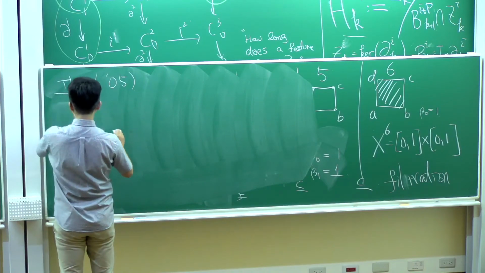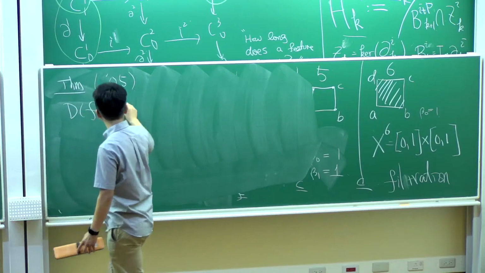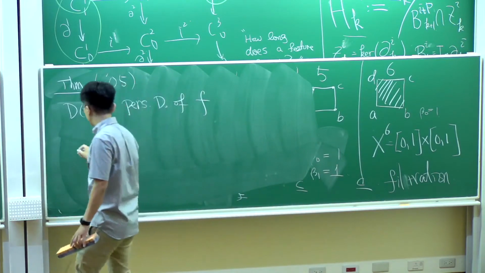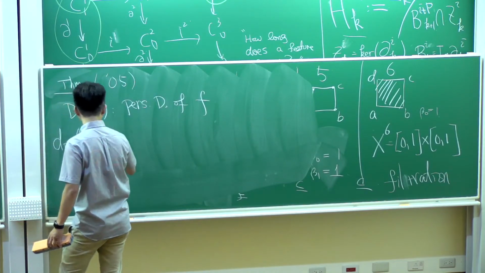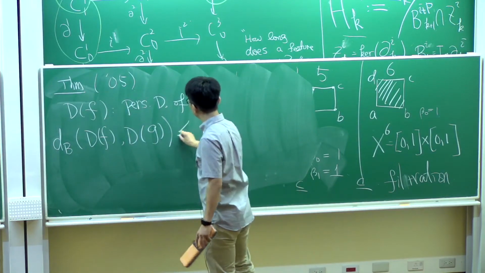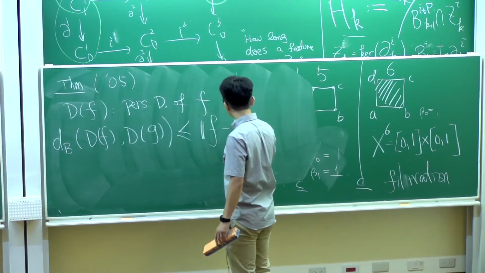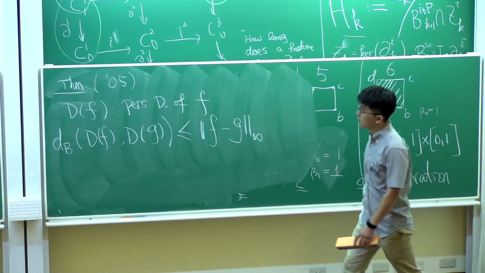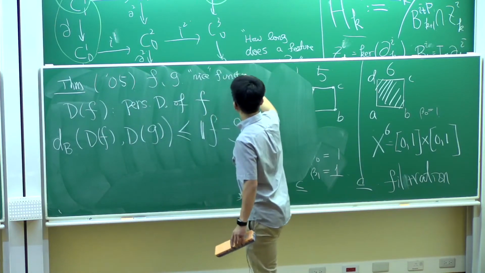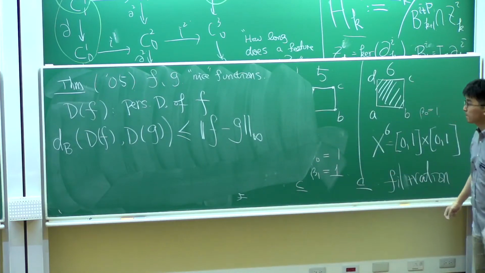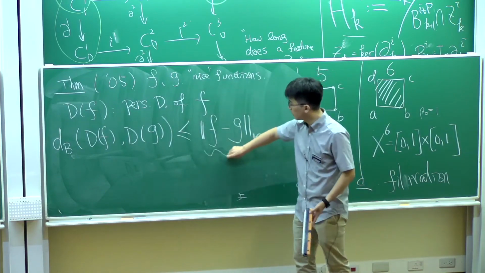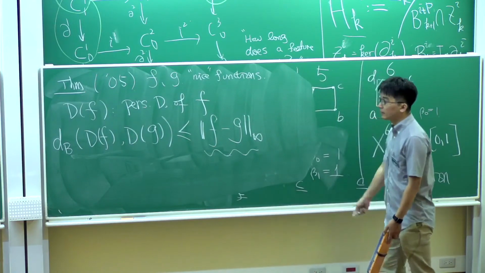Use D_F to denote the persistent diagram of F. So the distance between two diagrams, and I will show you what this distance is, is less than or equal to the infinity norm of the difference of the functions. So F and G are some nice functions. This is the result, okay? So you have persistent diagrams; for a small perturbation of the function, you get a small distance between your persistent diagrams.